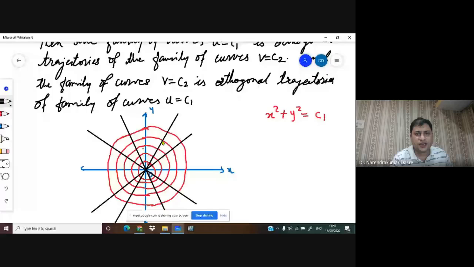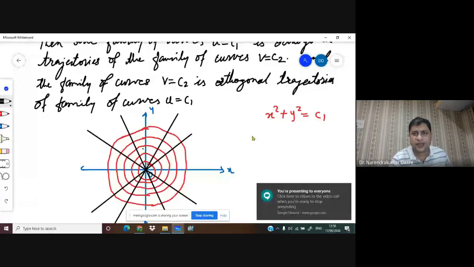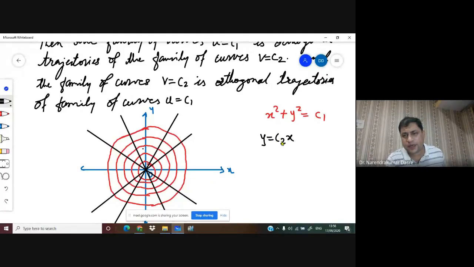Now you can see this family is actually y is equal to c2x. Instead of mx, I am writing c2x. So this is the one family that we have, x square plus y square is equal to c1, and this is the other family that we have, y is equal to c2x.